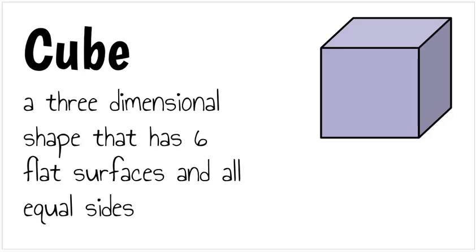Next we have a cube. A cube is a 3-dimensional shape that has 6 flat surfaces and all equal sides. So if I were to count all the sides, there would be 6, and they would all be the same size, the same height, the same width. They're all equal. So a 3-dimensional shape that has 6 flat surfaces and all equal sides is a cube.